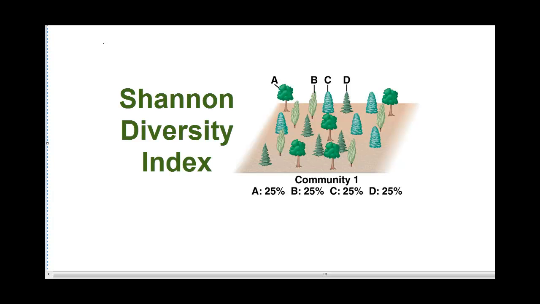Hi, we're going to talk today about the Shannon Diversity Index. Shannon's Diversity Index is a mathematical measure of species diversity in a community. Diversity indices provide more information about community composition than simply species richness. They also take the species evenness into account.